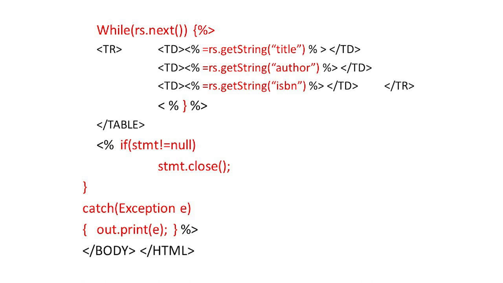Finally, when all values have been accessed and displayed, we write a statement: if not equal to null, then the statement will be closed, and the catch block is there. If any exception occurs during this process, the exception will fire, and accordingly out.println will generate the message. So this is the catch block, and finally the body will close and the HTML will close. So this is the program of try catch in JSP.